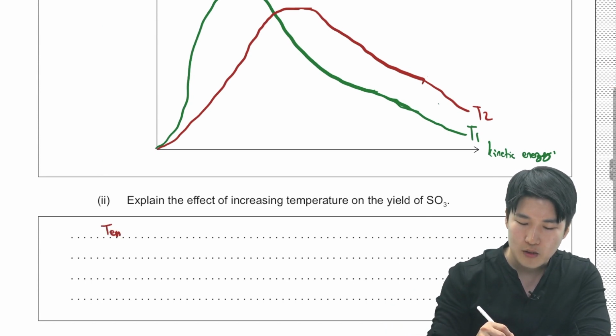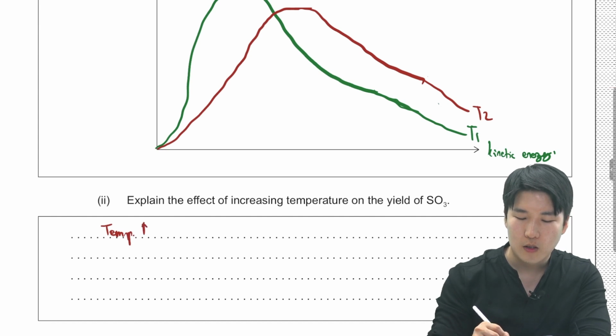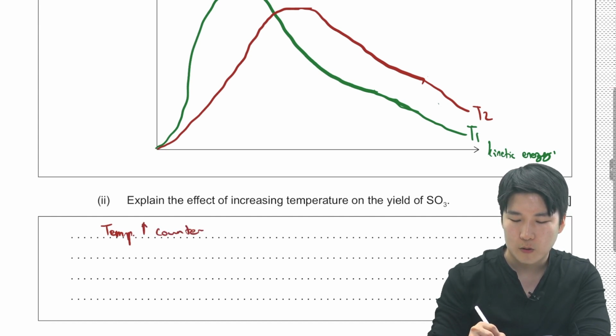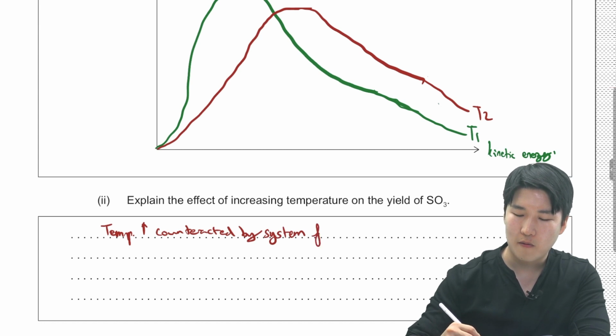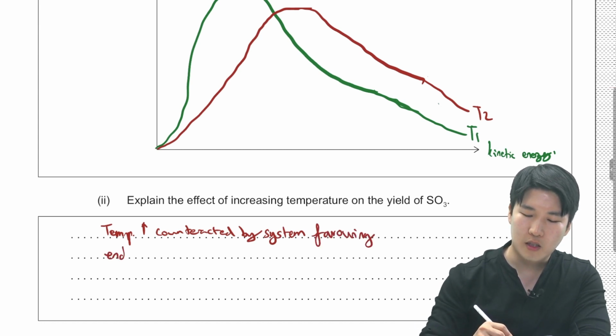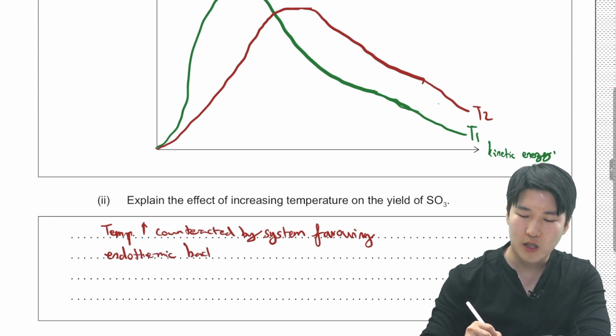Temperature increase is counteracted by the equilibrium system favoring... here's the key term, endothermic backward reaction.